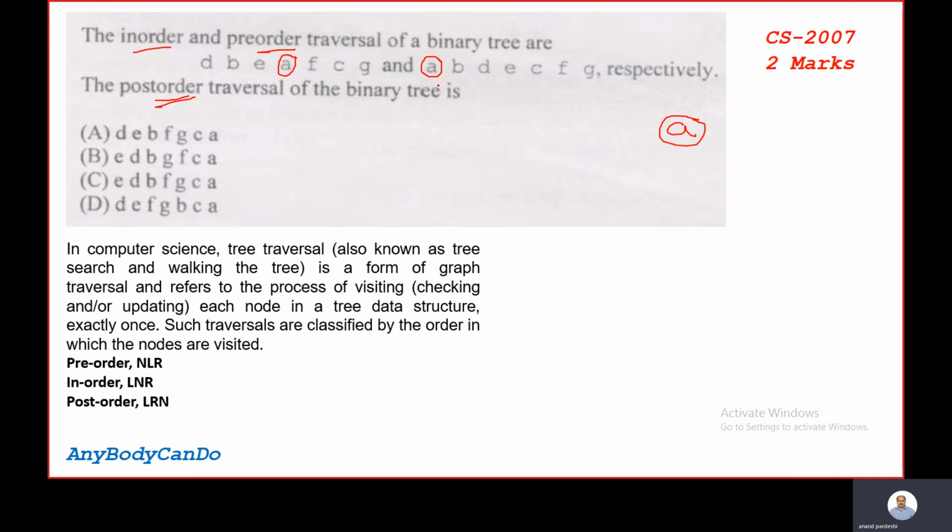So whenever they give a tree traversal, they need to give a minimum of 2 traversals, then only we can find out the third traversal.